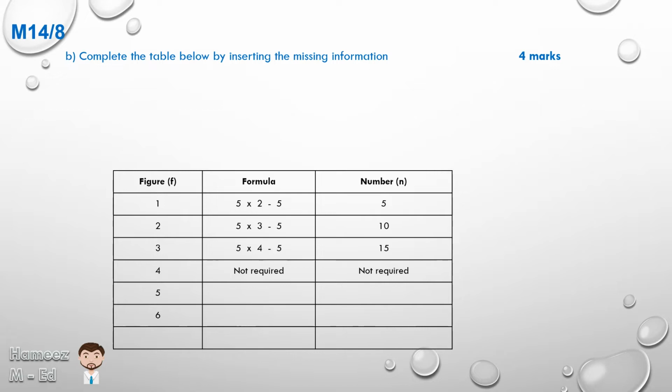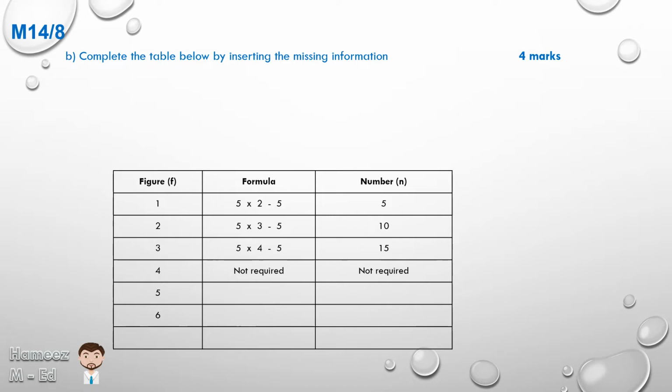If we take a look at figure 1, it is 5 times 2 minus 5. And in figure 2, what has changed? The 2 has turned into 3. And in figure 3, the 3 has turned into 4. And they're giving all the correct number of dots, 5, 10, 15. And we know what it is for figure 4, but it is not required in this question.